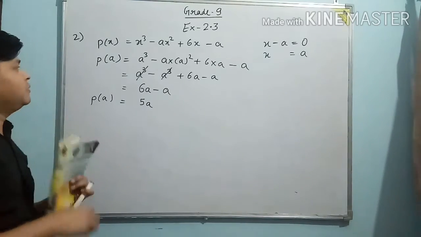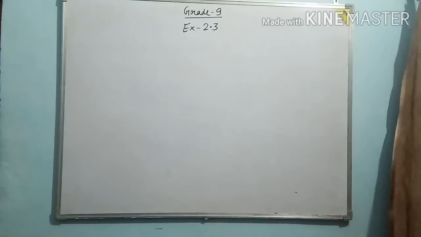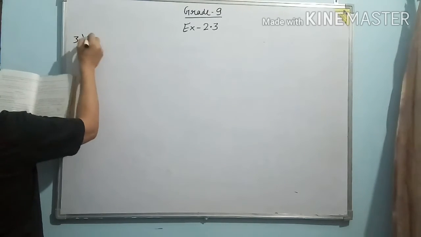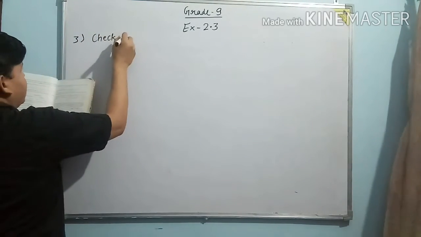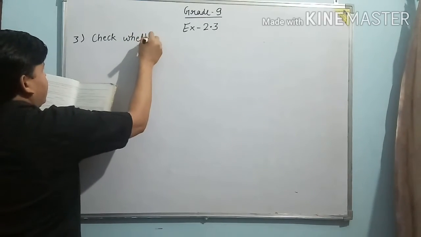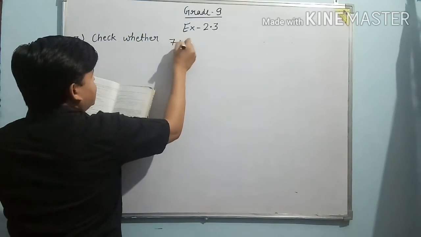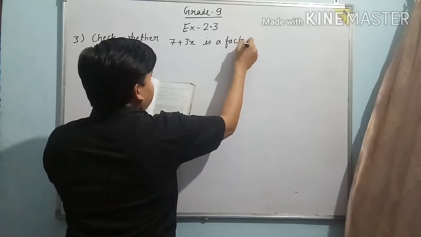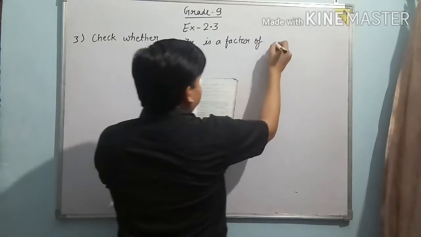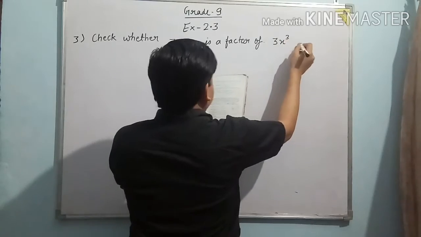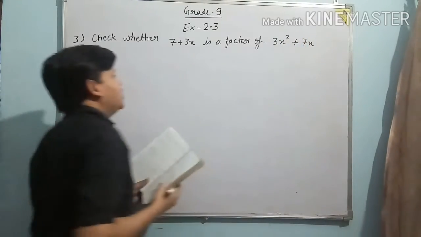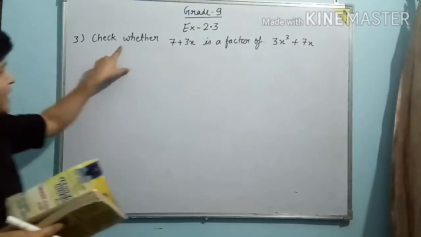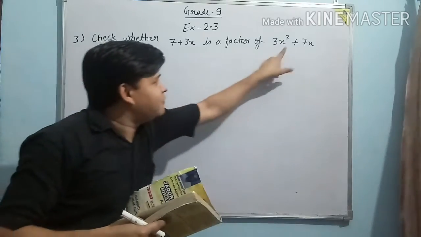Similarly, let's move to question number 3. Next one is question number 3. I am writing this question here on the board. Check whether 7 plus 3x is a factor of 3x cube plus 7x. So children, what we have to do in this is check whether 7 plus 3x is a factor of this given polynomial.